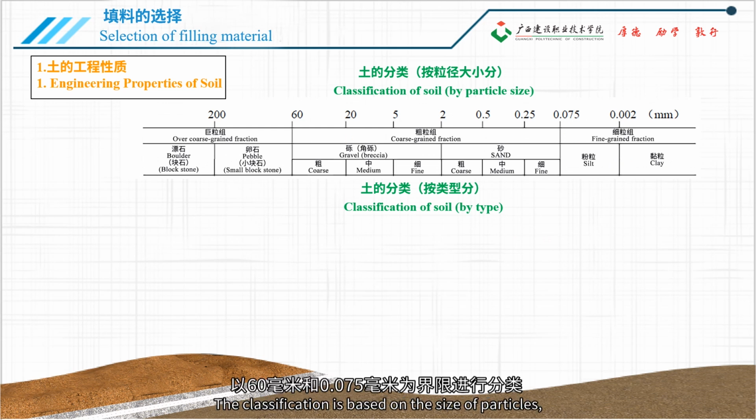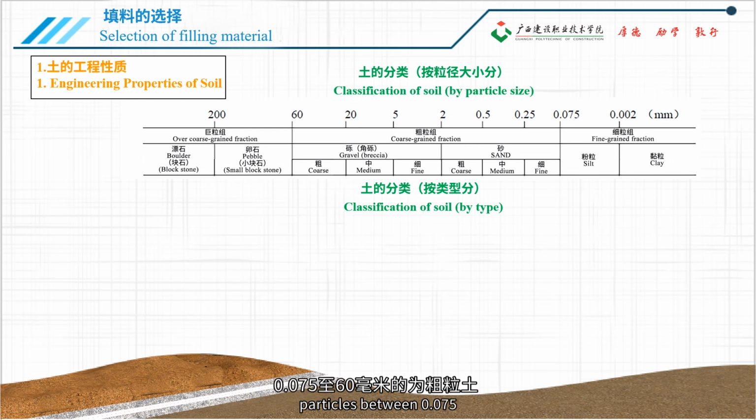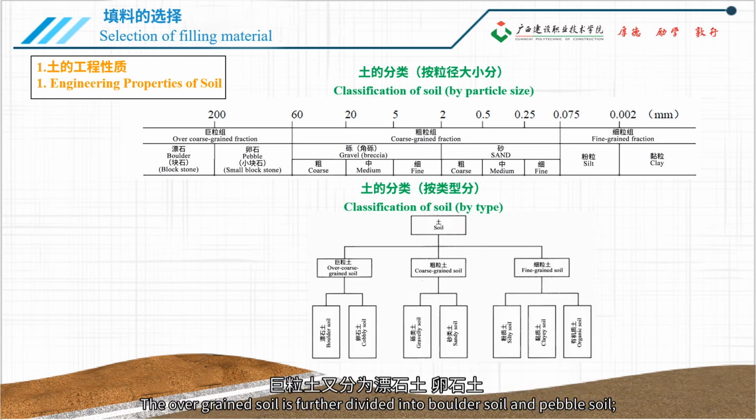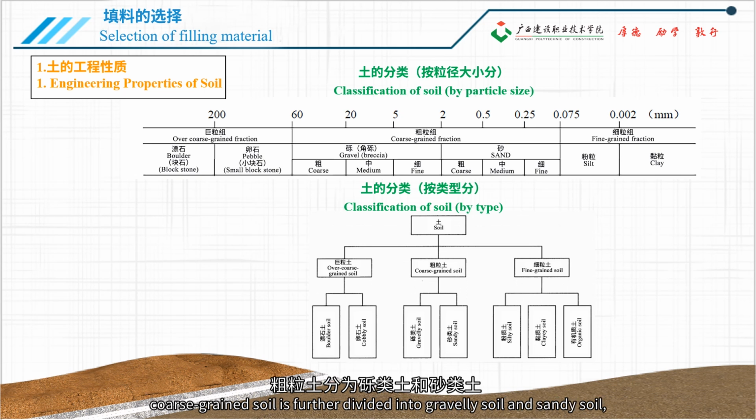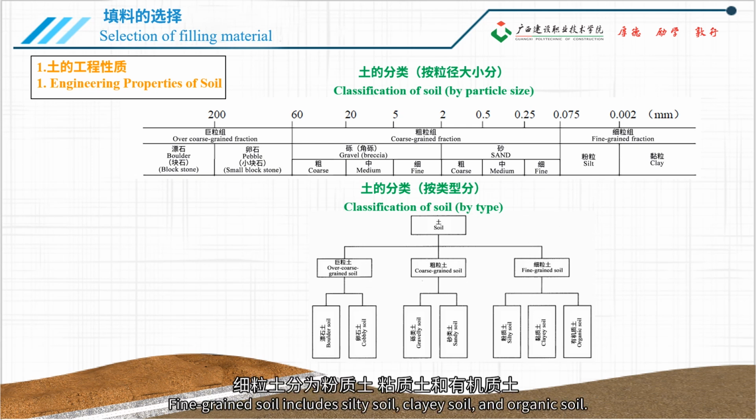The classification is based on the size of the particles, with particles larger than 60 mm considered coarse-grained soil, particles between 0.075 and 60 mm considered medium-grained soil, and particles smaller than 0.075 mm classified as fine-grained soil. The overgrained soil is further divided into boulder soil and pebble soil. Coarse-grained soil is further divided into gravelly soil and sandy soil. Fine-grained soil includes silty soil, clayey soil, and organic soil.